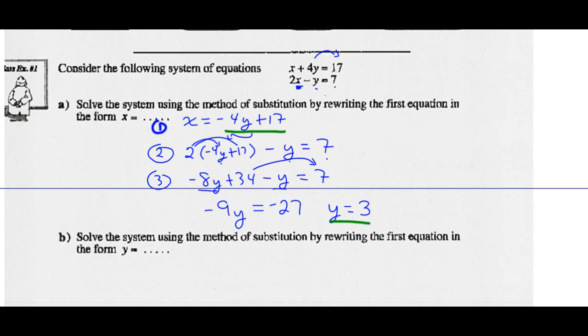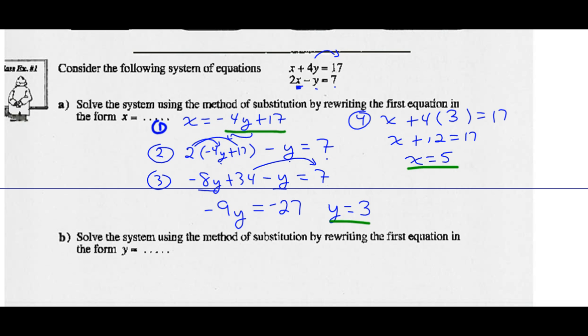Step 4 says take that value for y that we just found and substitute it back into the first equation and find the corresponding value for x. So here's step 4. x plus 4y should equal 17. Well, we just found out that y is 3. So plug y in as a value of 3. So x plus 12 should equal 17, or minus 12 from both sides, x is 5.